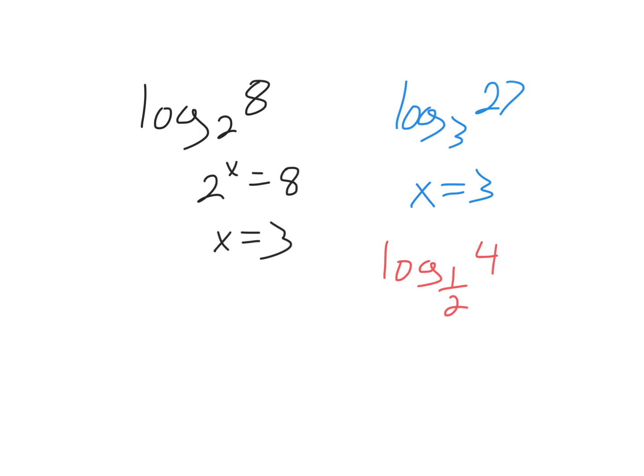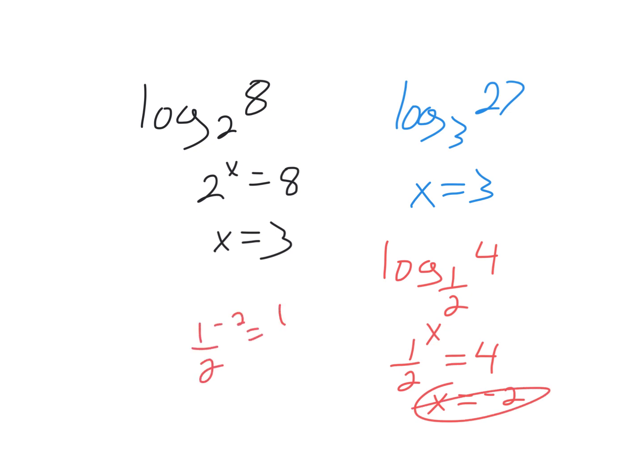So to work this one out, again, it's 1/2 to the x power equals 4. And x is actually going to equal -2. Because 1/2 to the -2 is the same as 1 over 1/2 squared, which is 1 over 1/4, and 1 divided by 1/4 is 4. All right, so just a quick review there.